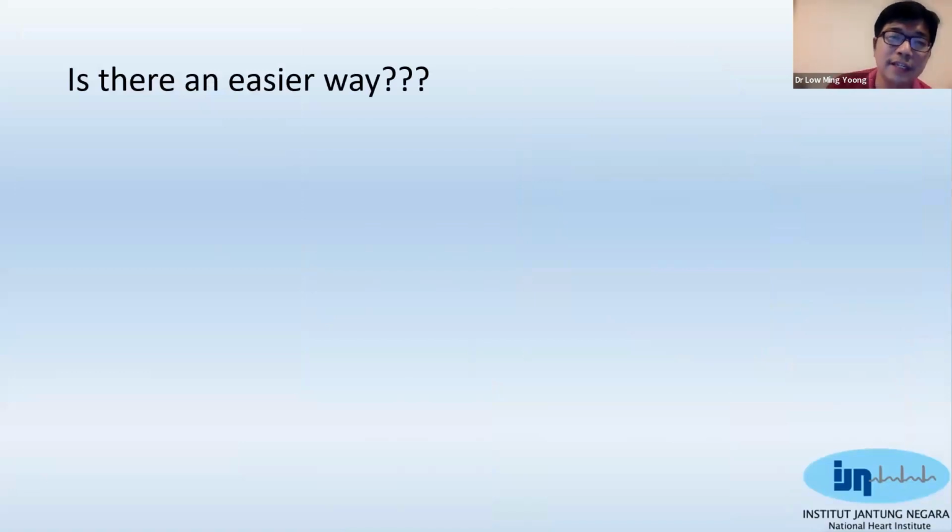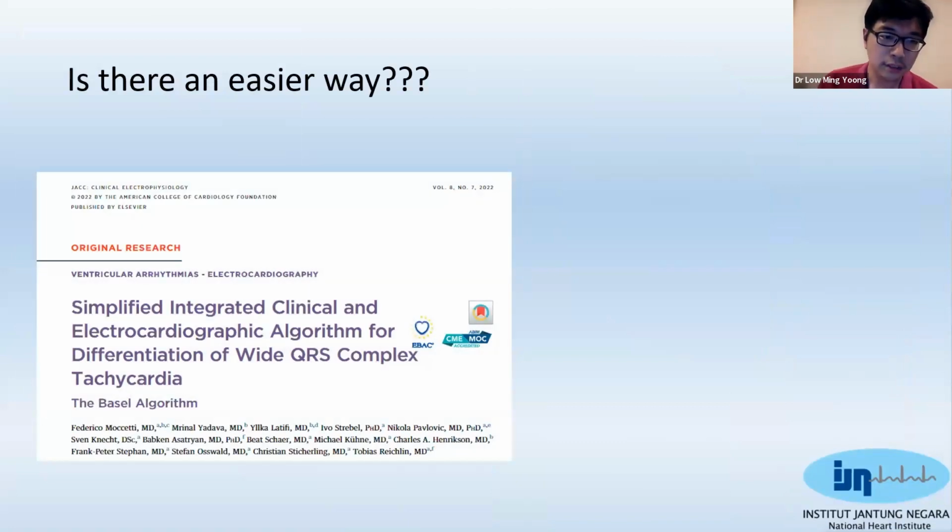Okay, so is there an easier way after I've gone through so many? So in 2022, last year, actually, this group came up with the Basal algorithm.